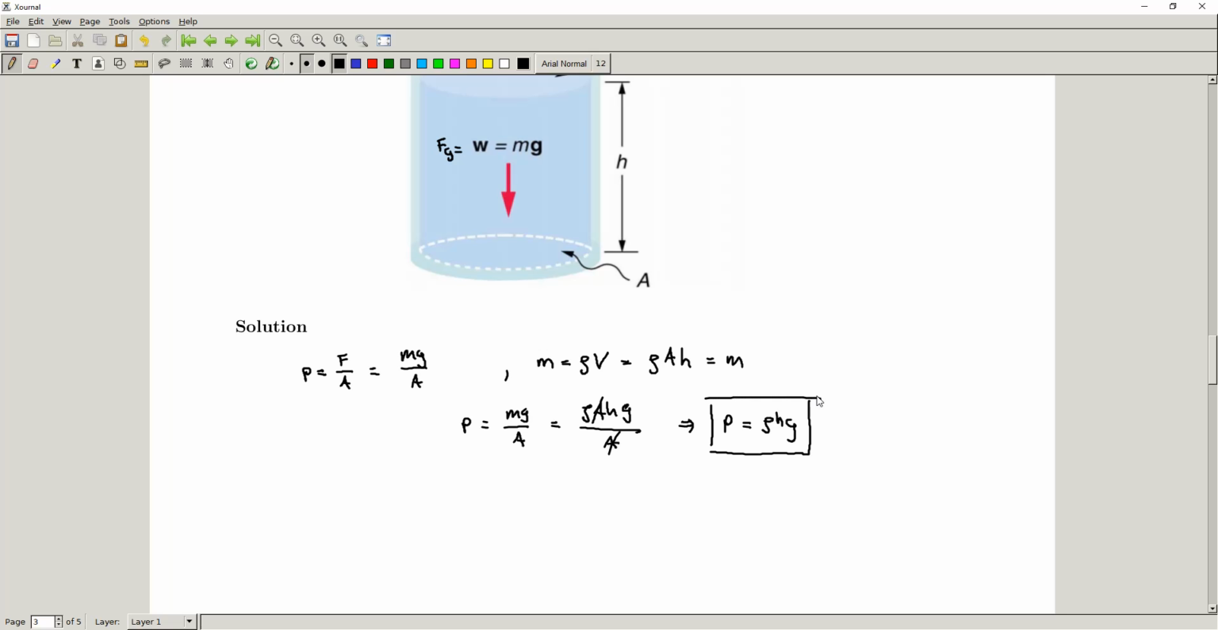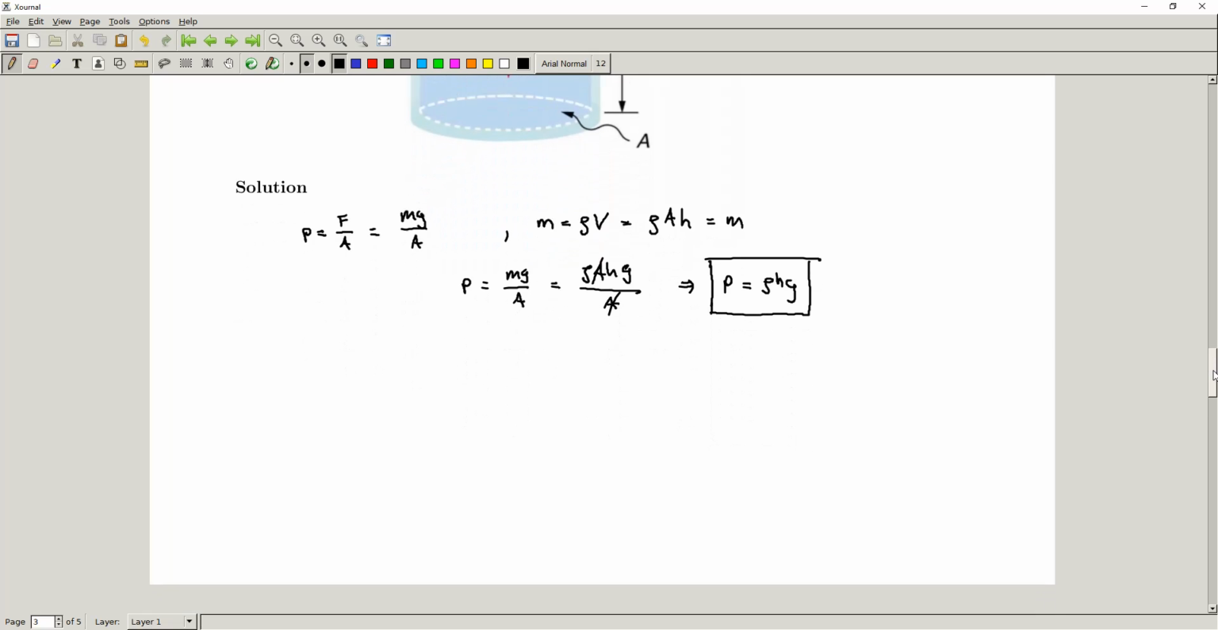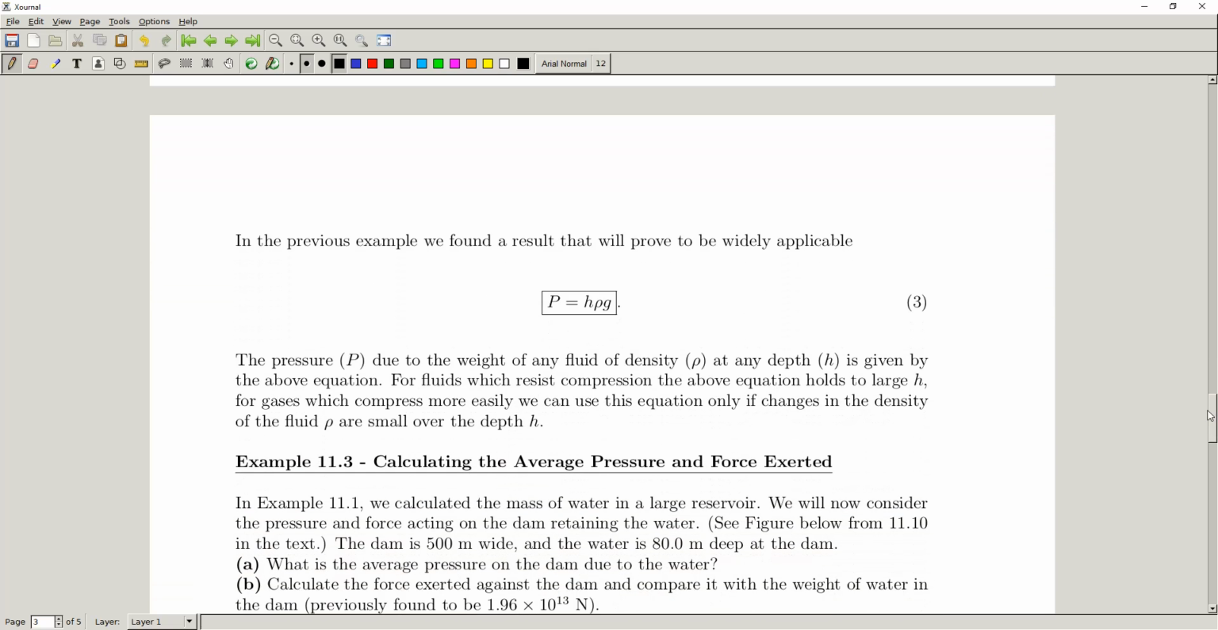Okay, so this is the equation that's going to give us the pressure experienced by any object in some fluid of density rho at some depth h in our Earth's gravitational field, right? And this is going to be applicable to not just the bottom of the container, but any object in there. And really, we're going to find that this will work for any fluid, so long as the density of the fluid doesn't change significantly as h increases, right?